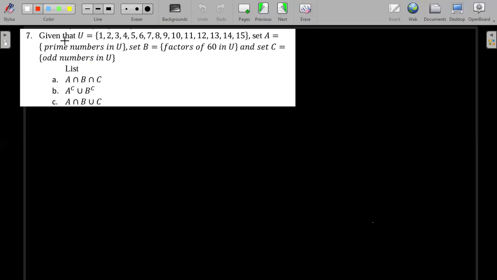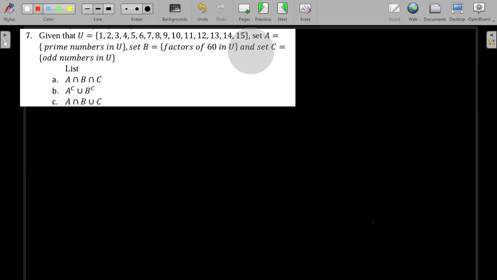So here they're saying, given that the universal set is a set that contains 1, 2, 3, 4, 5, 6, 7, 8, 9, 10 until 15. And set A is a set of prime numbers that are in U. So this U here represents the universal set. And then set B is the set that contains factors of 60 in the universal set. And then C is a set that contains odd numbers in the universal set.